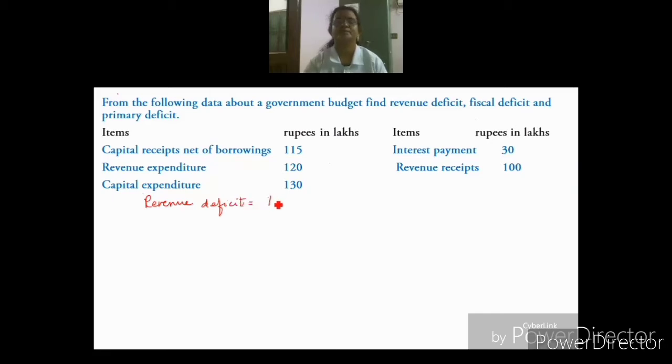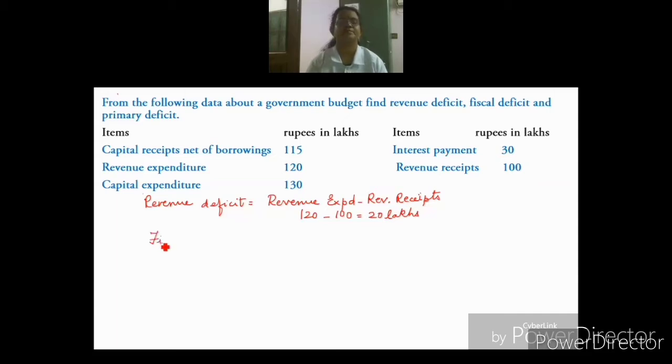Revenue deficit is equal to revenue expenditure minus revenue receipts. Revenue expenditure is 120 lakhs minus revenue receipts 100 lakhs. So it comes to 20 lakhs. Now let us work out the next one, fiscal deficit. Here the borrowing is not given, but they have given net of borrowing only. So we cannot write that borrowing as fiscal deficit.